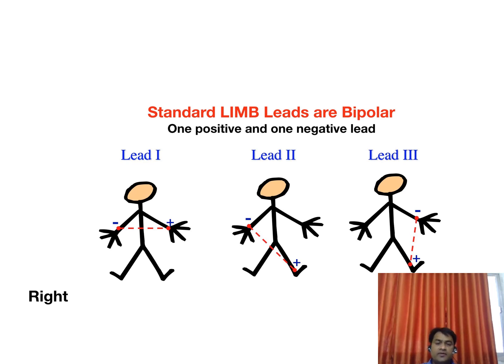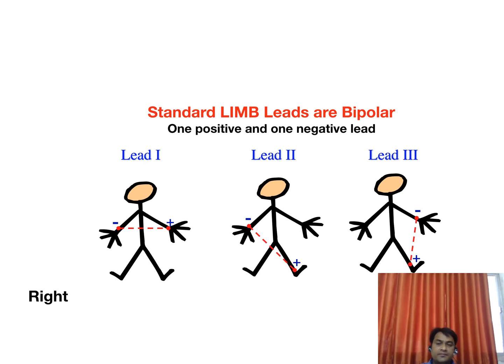In lead 1, one electrode is connected to the right arm, another is connected to the left arm. The electrode connected to the right arm is attached to the negative terminal of the ECG machine, and the electrode connected to the left arm is attached to the positive terminal of the ECG machine. In lead 2, one electrode is connected to the right arm, another is connected to the left foot. The right arm is connected to the negative terminal of the ECG machine, and the left foot is connected to the positive terminal.